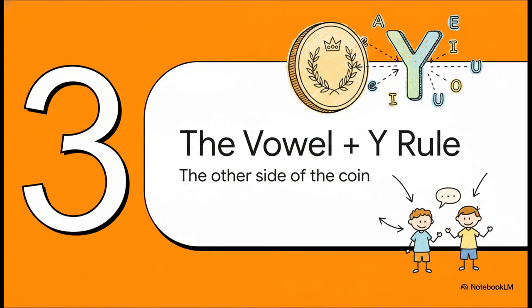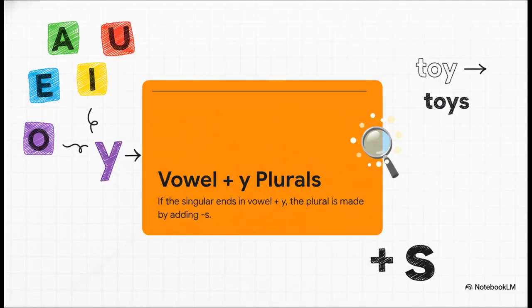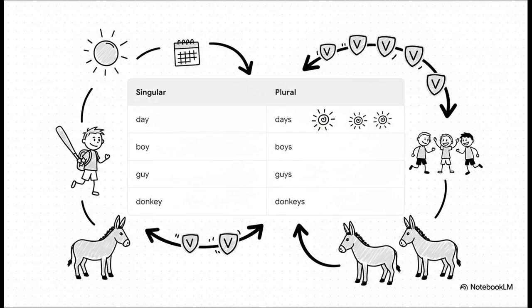Now, let's flip the coin over and look at the other side. This is the part that explains why we have words like boys. We're talking about the vowel plus Y rule. And this is where you see the huge difference. For words that end in a vowel, so A, E, I, O, or U, followed by a Y, all you do is add an S. That's it. No swapping letters, no changing anything. Way simpler, right? Let's look at a few examples just to lock it in.